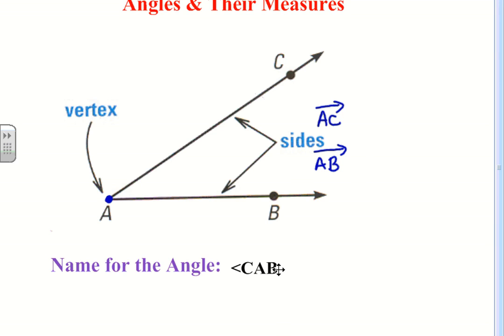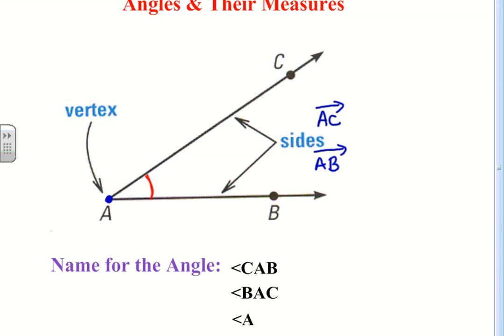It's CAB. So you start on one ray, then you go to the vertex, and then your third point comes from the other ray. And you need three letters, CAB, or you could say BAC, going in the opposite direction. Now, if there's going to be no confusion, the third way you can name this angle is angle A. Everybody would understand that if you said angle A, you were talking about this angle right here.